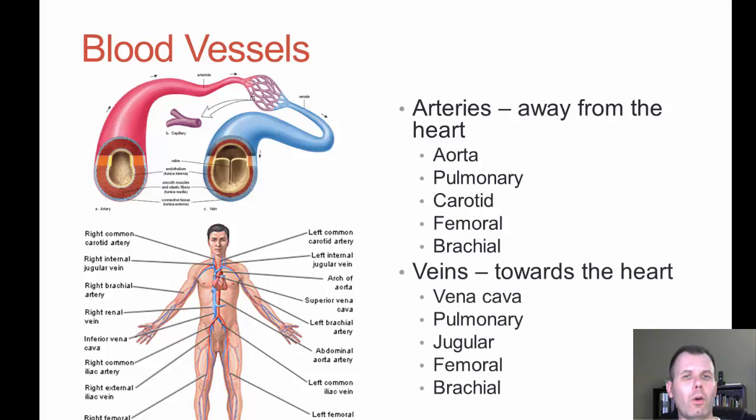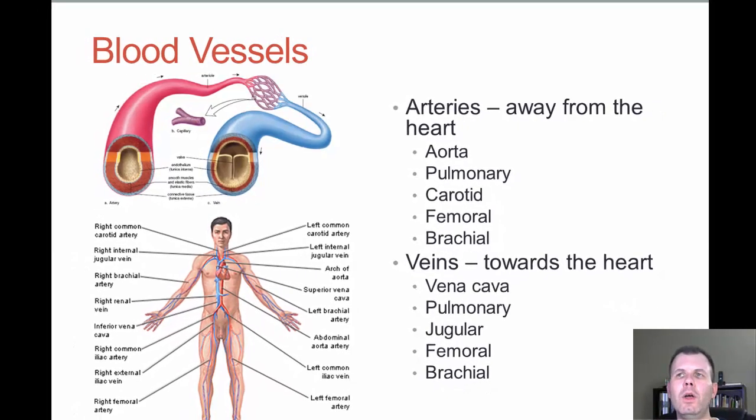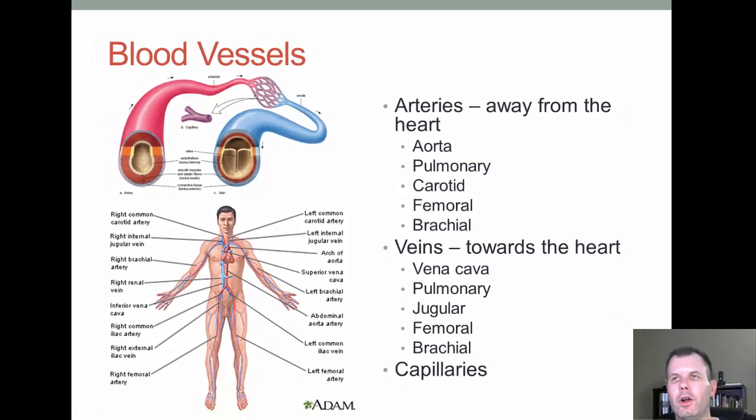Okay, veins always move blood back towards the heart, and these include major veins, including the vena cava. You have both the superior, which comes from the head, and the inferior, which comes from the trunk. You have the pulmonary, which again comes from the lungs. You have the jugular vein, which comes from the head, so that's the blood returning from the brain. You have the femoral, which again is in the legs, and then again the brachial vein, which is in the arms. And again, you can break these down more, and if you do go on to A&P, you're going to have to learn even more major veins and arteries, but I just wanted to point out some major arteries and veins that you have to know. Now, and then again, the capillaries are also very important.